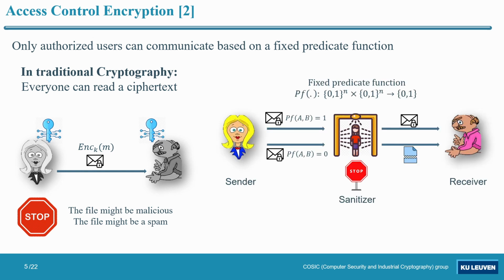Access control encryption considers an entity in the middle, the sanitizer, that is honest but curious, and the sender and the receiver can communicate with each other based on a predicate function. This predicate function is fixed in the setup phase, and if the result of this predicate function for two specific parties is equal to 1, then they are allowed to communicate and the sanitizer delivers the ciphertext to the receiver. Otherwise, this will be banned by the sanitizer.